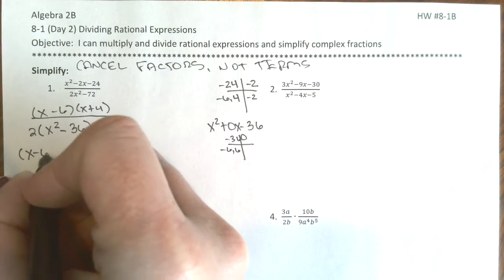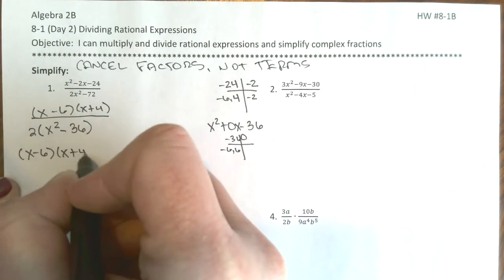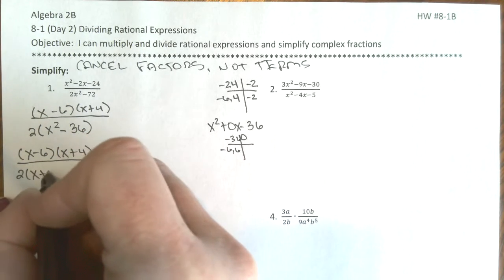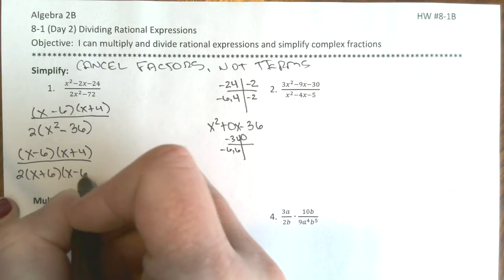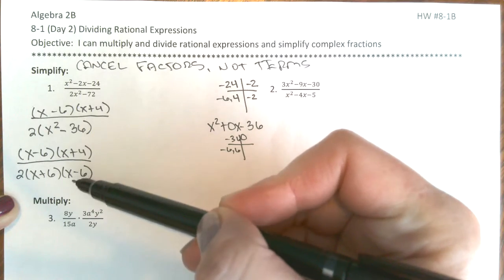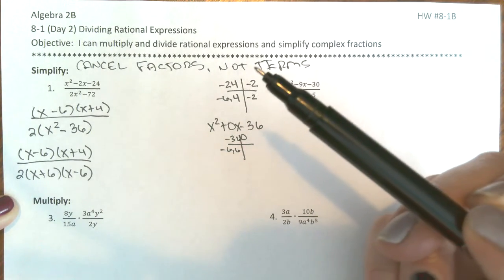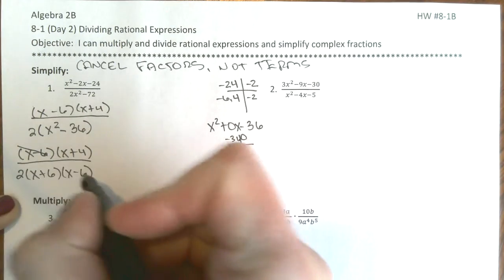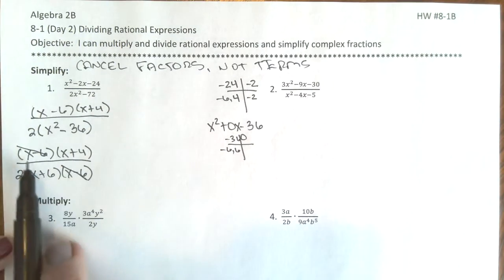So this factors as x minus 6, x plus 4 on top. And then you have 2, x plus 6, x minus 6 on bottom. These are all the steps that I need to see on your homework and on a test or quiz to give you full points. If I don't see you factoring these down step by step, then I cannot give you the credit that you deserve.